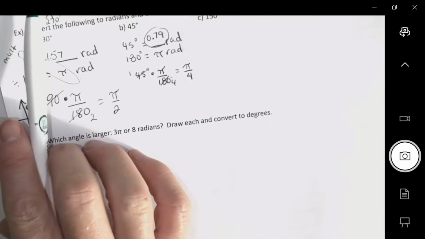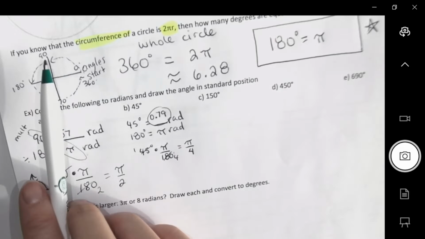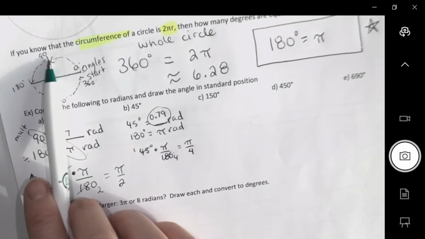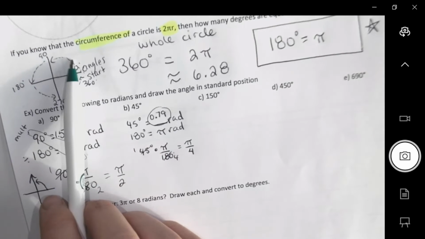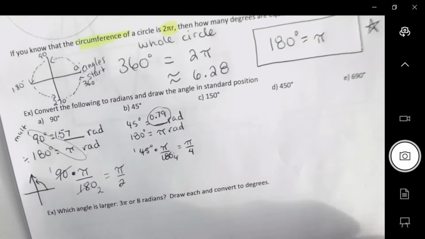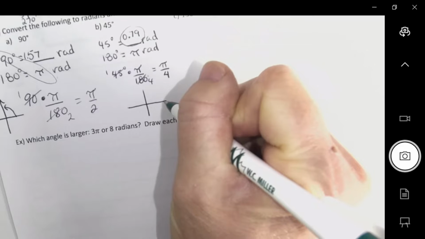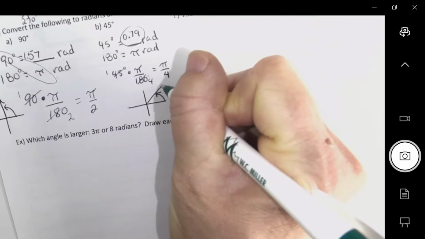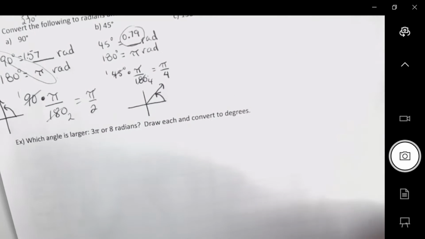because 180 is pi, 90 is up here if I cut it in half. 45 is when I cut it into quarters. And if I draw 45 degrees, it would be right in the middle there.